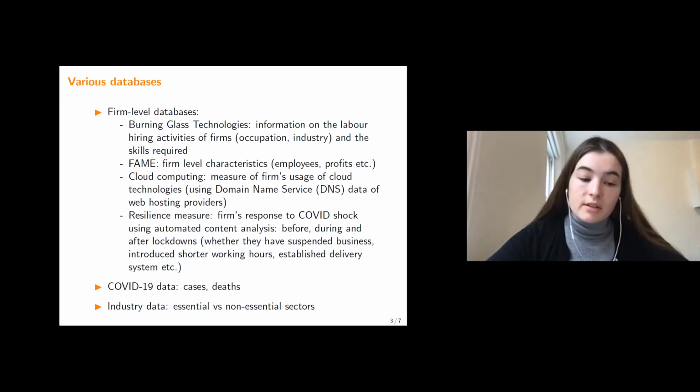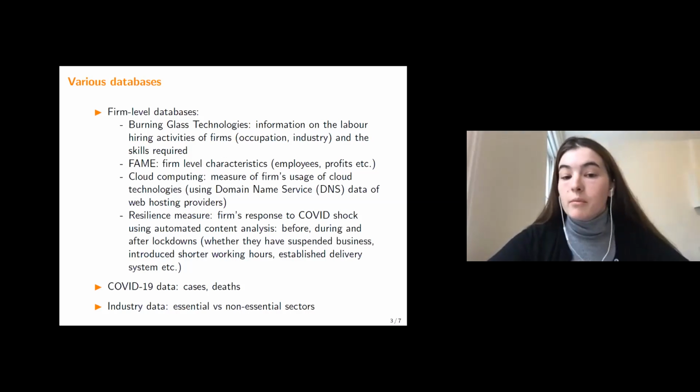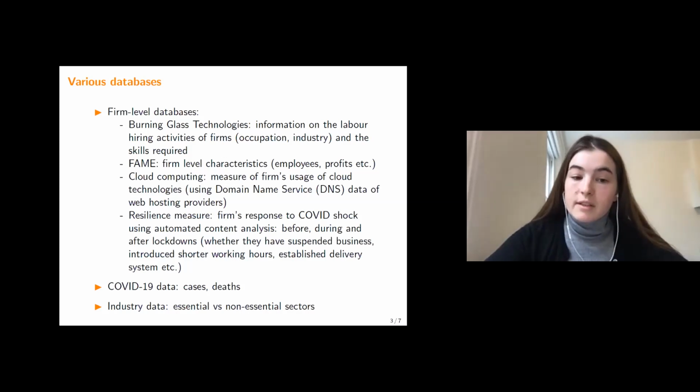There is a whole literature stating that companies are very active online, and more and more so. So we believe that firms update their information on their website in a timely manner. Using the text of the company's website, Oleksii was able to create a measure of whether the firm was closing, staying open or adapting.